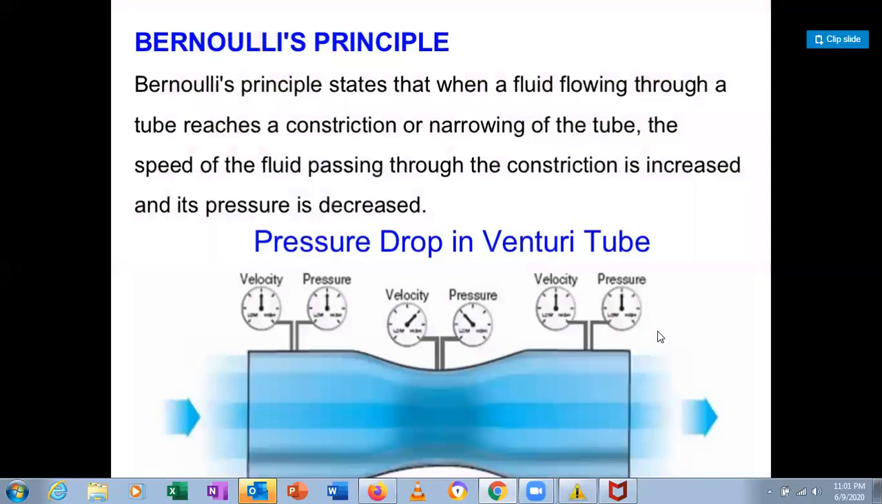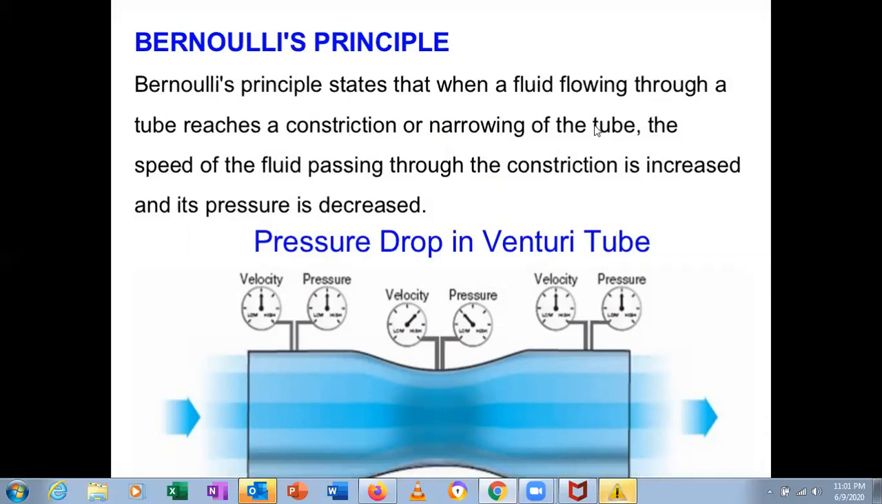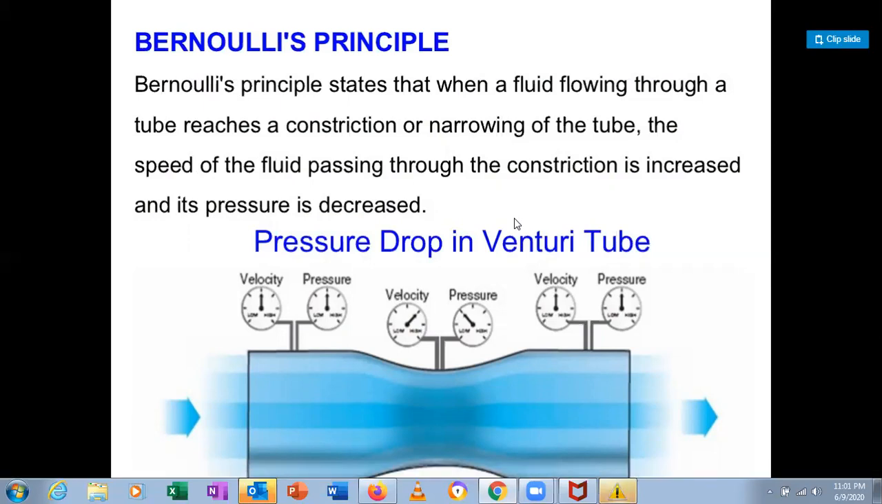You can see Bernoulli's principle. Yesterday when we were discussing Bernoulli's principle, what is it? It is nothing but the pressure energy, kinetic energy and potential energy remaining constant. You can see the pressure drop in a Venturi tube.